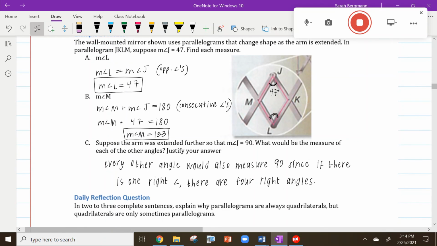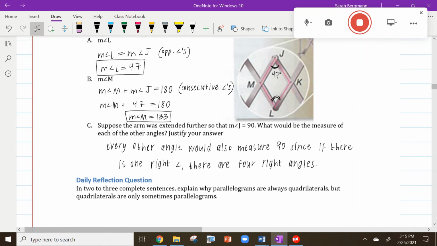And finally, I want you to reflect on this question. In 2 to 3 complete sentences, please explain why parallelograms are always quadrilaterals, but quadrilaterals are only sometimes parallelograms.